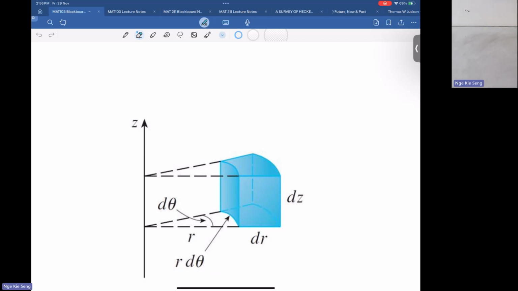But okay, so you should imagine that your pizza slice has a dz height here. Okay, dz height.